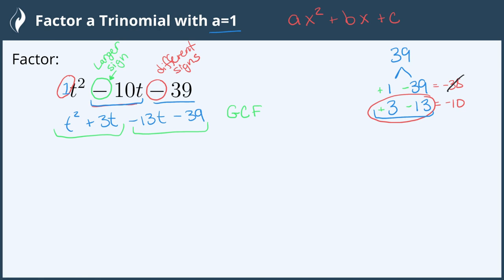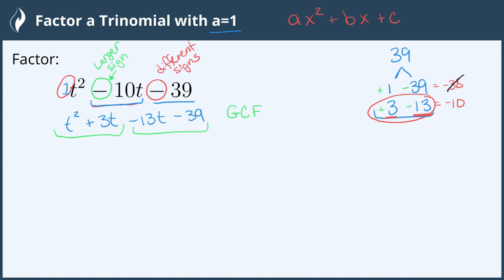Now some may ask, did I need to do the 3 first and then the 13, or could I have done the 13 and then the 3? It doesn't matter. You can do those in whatever order you want. I just went ahead and did the 3 and the 13 in the order that I found them, and so that's what I stuck with.